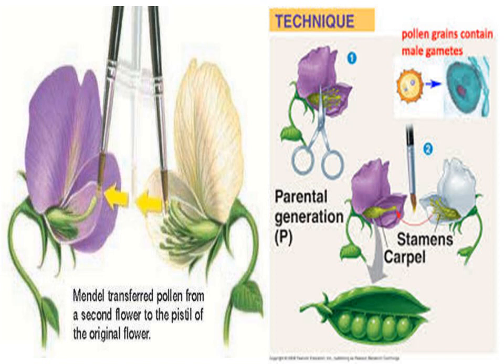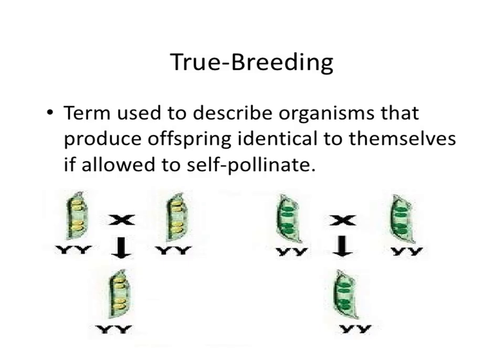Mendel succeeded in his work not only because he selected the right organisms for his experiments, but also because he analyzed the results by using the principles of statistics. True breeding. What is true breeding? The term true breeding means homozygous, and this term is used to describe organisms that produce offspring identical to themselves if allowed to self-pollinate.